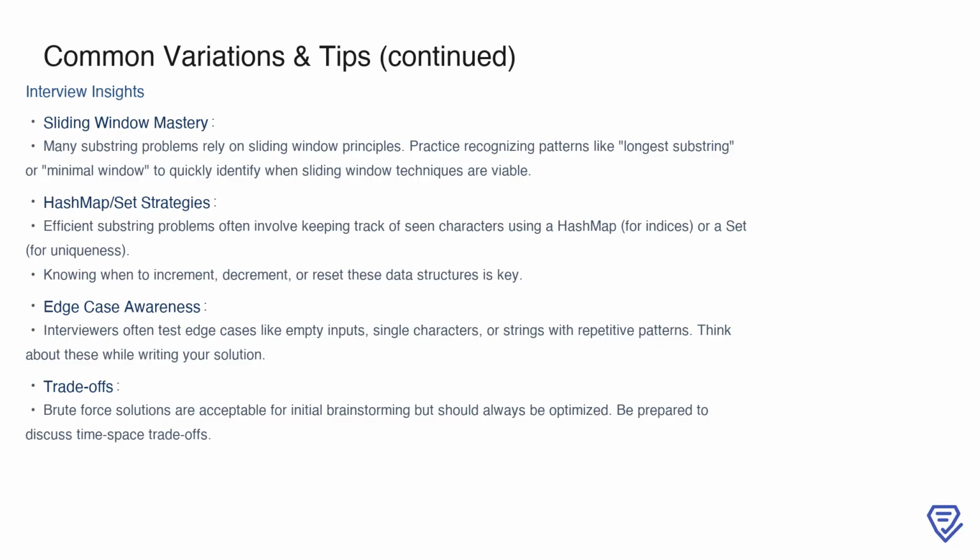Efficient use of hash maps or sets is another critical skill. These structures are often used to track characters for uniqueness or their indices for efficient updates. Knowing exactly when to modify or reset these data structures can make or break your solution. It's also important to keep edge cases in mind. Interviewers frequently include scenarios like empty inputs, single character strings, or highly repetitive patterns to test your thoroughness.